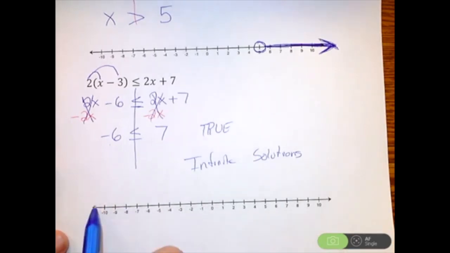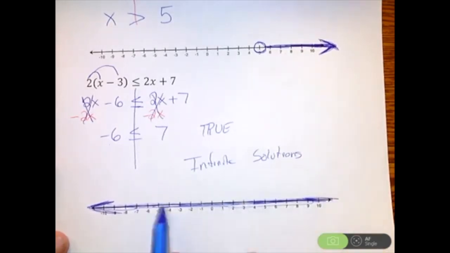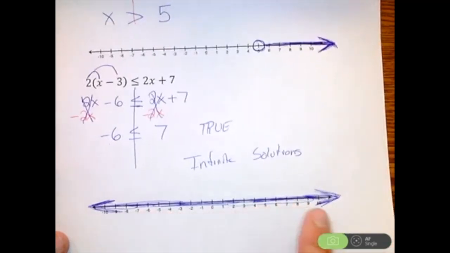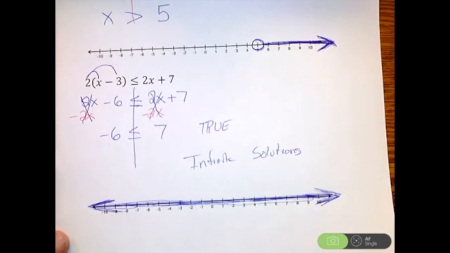So what the graph looks like is the entire thing is a solution. Every single number you can think of is a solution. So you can plug in any of those numbers and you would get a true inequality.